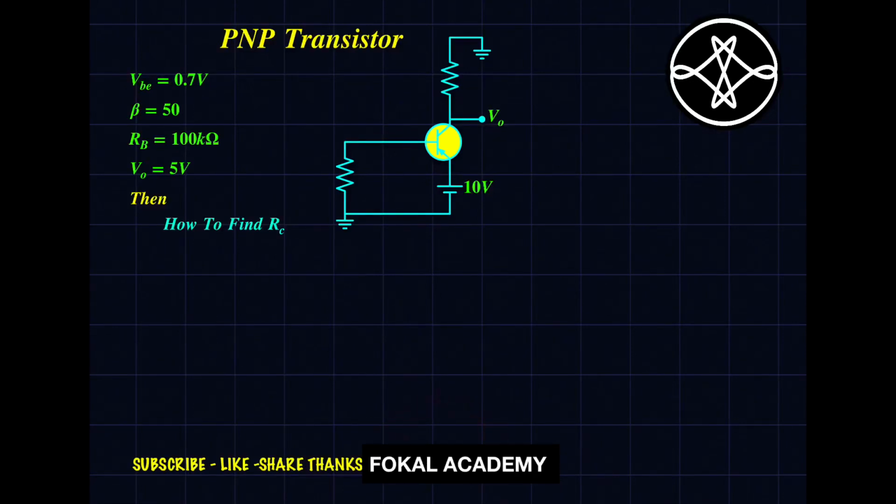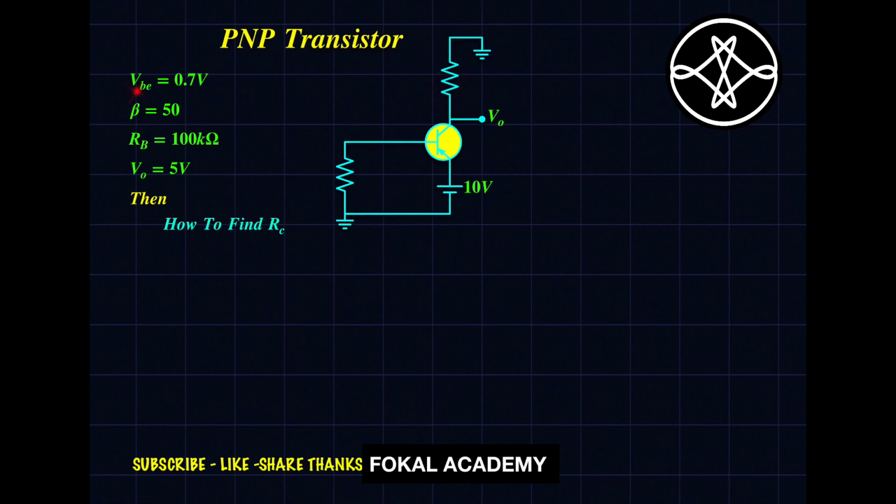So in this problem, one PNP transistor circuit is given. For the circuit some data is given and it is asking how to find RC. So observe the circuit carefully. For the circuit, at the emitter there is a voltage source, at the base there is some resistance that is called base resistance, and for the collector some resistance is there, that is RC, the collector resistance.